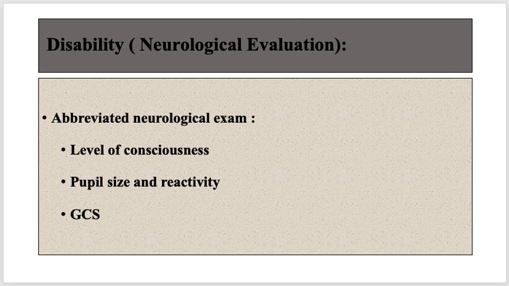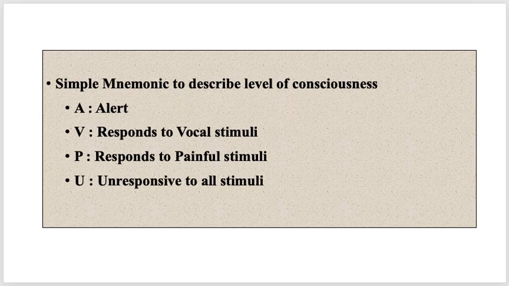Then comes the D, that is disability. How do we check disability? Simply, we check the GCS. So what is GCS? GCS is Glasgow Coma Scale, and there is a simple mnemonic to describe level of consciousness, AVPU. If the patient is talking to you, he is alert, it is A. If he is not talking to you, his eyes are closed, but when you talk to him he responds vocally, V. If the patient is not responding vocally, but when you apply some painful stimulus they respond, it is P. But if the patient is unresponsive, it is U.